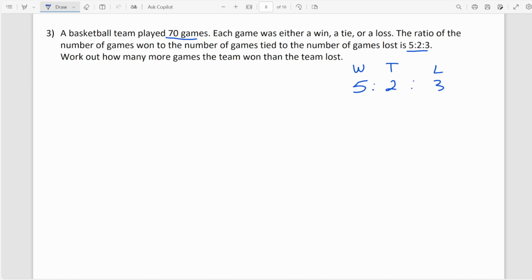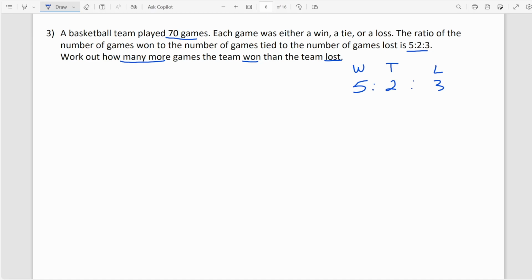Okay, so it's important to understand what we want here. We want to know how many more games did we win than did we lose. The way we do this is to firstly find how many times did we win, how many times did we lose, and subtract them.